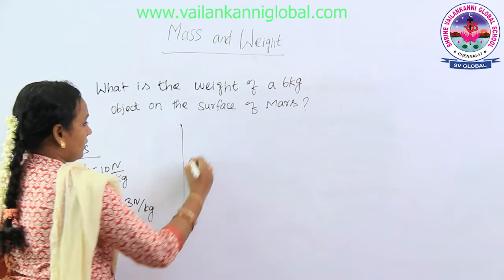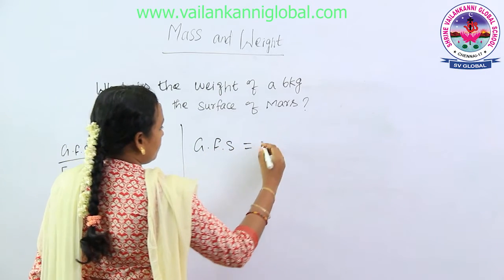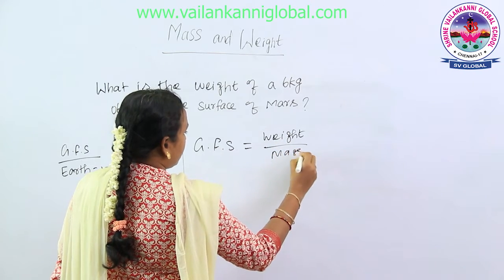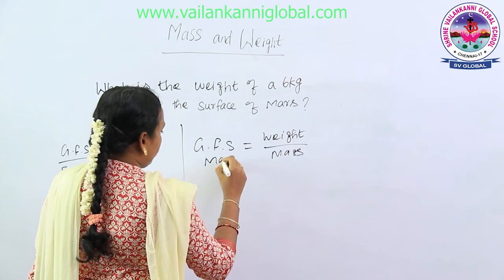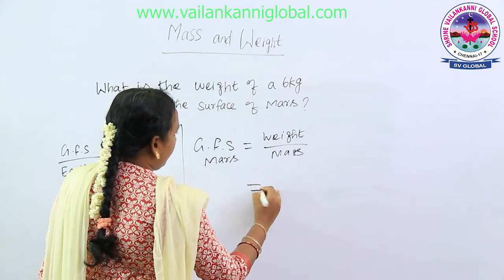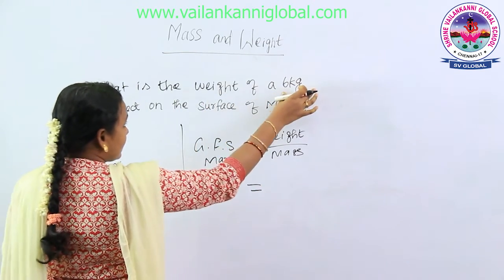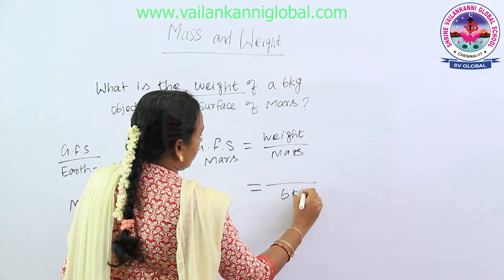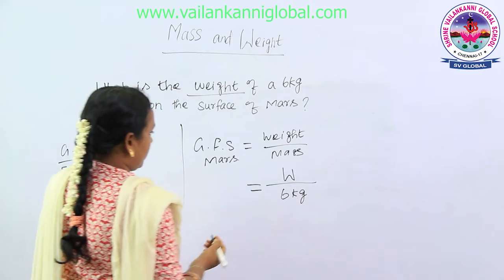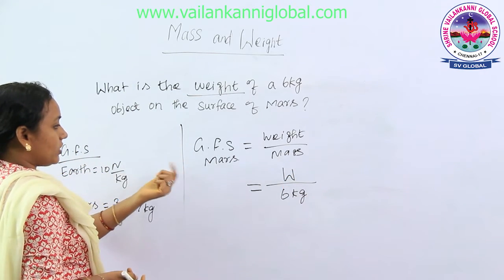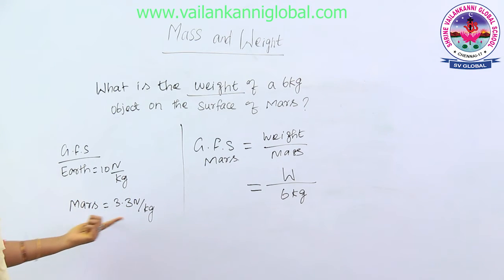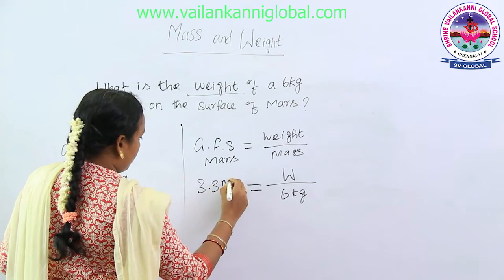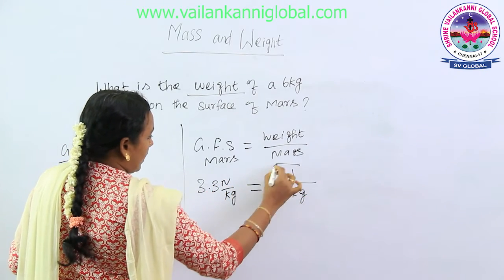We already know gravitational field strength is equal to weight by mass. So this will be the gravitational field strength on Mars. Here the mass is given, and they are asking us to calculate weight. So mass is equal to 6 kg, but weight is not given in the question. We already know the gravitational field strength on the surface of Mars, that is 3.3 Newton by kg. So substitute 3.3 Newton by kg here. Now we want to calculate weight.